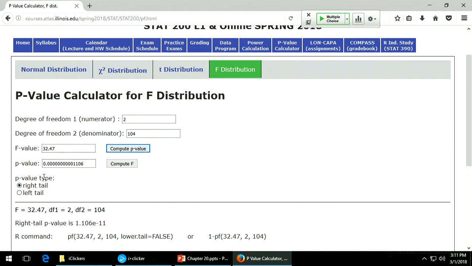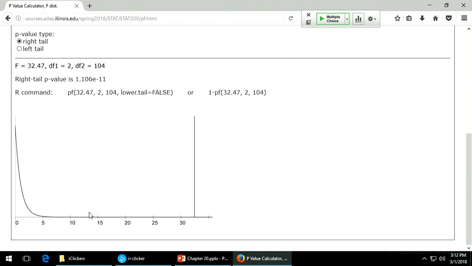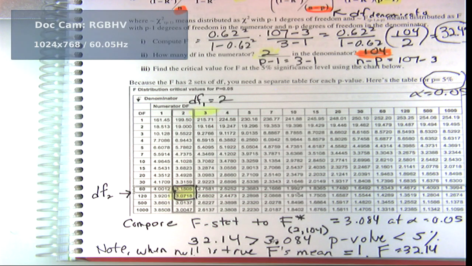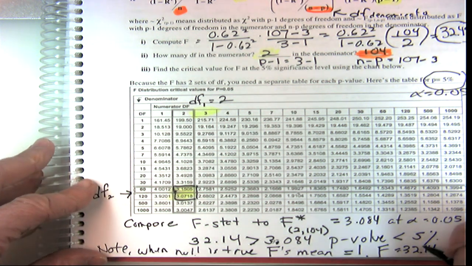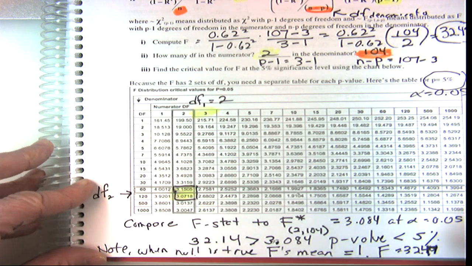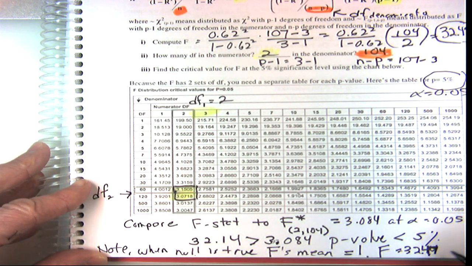How many zeros? 1, 2, 3, 4, 5, 6, 7, 8. So it's only 8 zeros as a percent. So it's bigger, but you can't even see it. It's so far out there. It's essentially 0. So we can go back to the document camera and write that. We can say when the null is true, F is equal to 1, and 32.47, I'm very sorry about that, is so much bigger than 1.